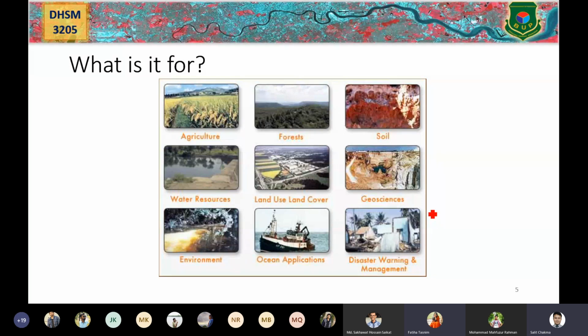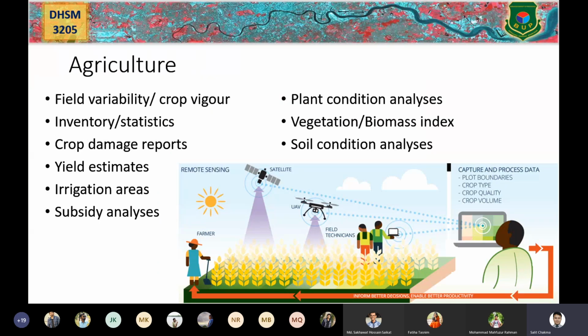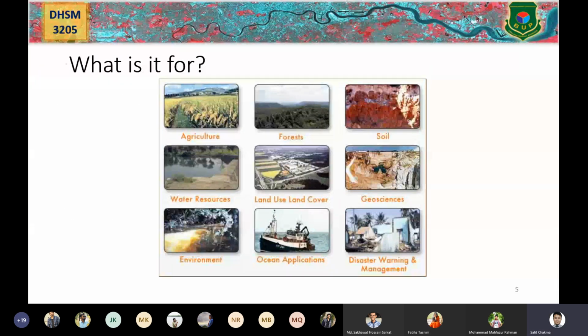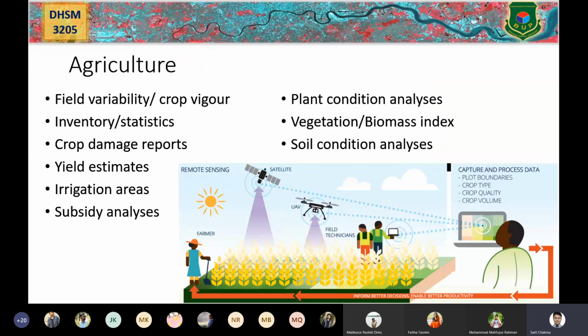Okay. So I think I have already discussed some of these, that what is it for. So there are 9 fields listed here. The first one is agriculture, followed by forest, soil, water resource, and finally disaster warning and management. However, this is not exhaustive. There are many more fields where you can apply remote sensing.